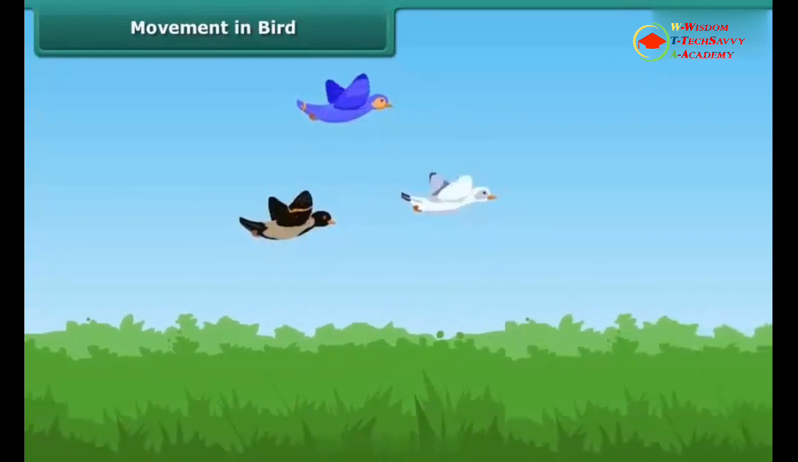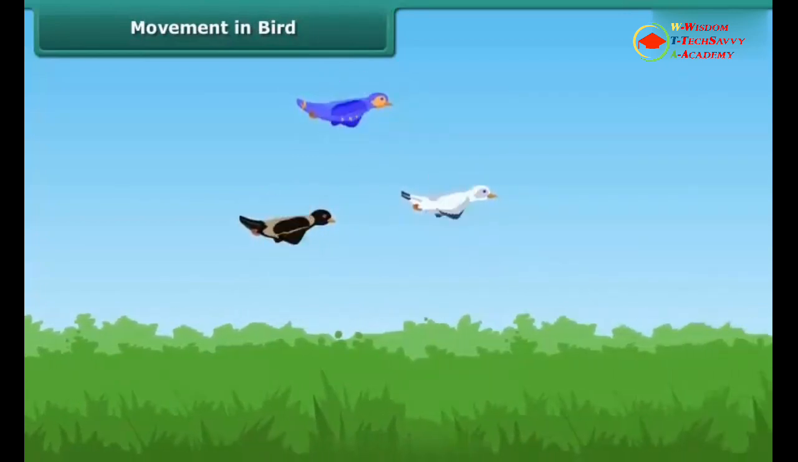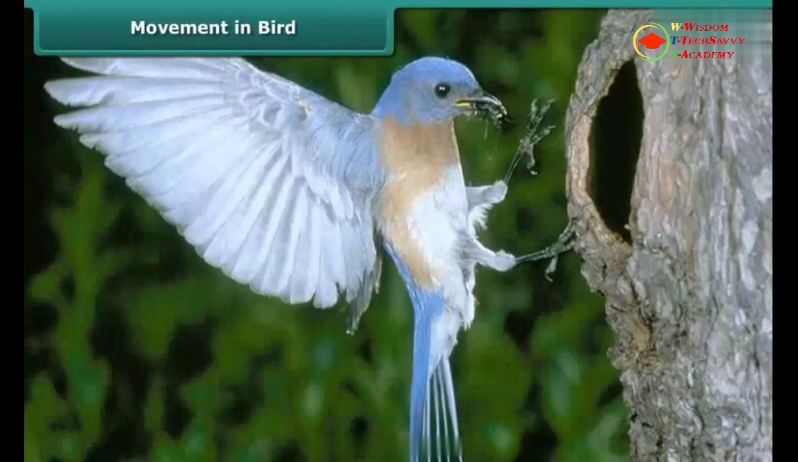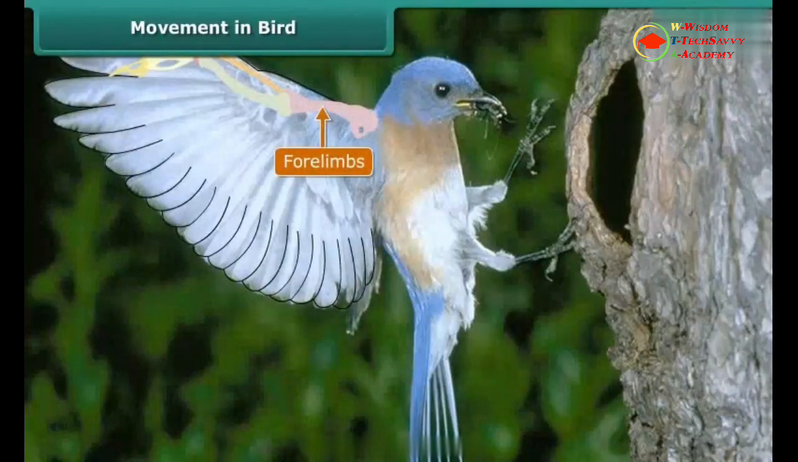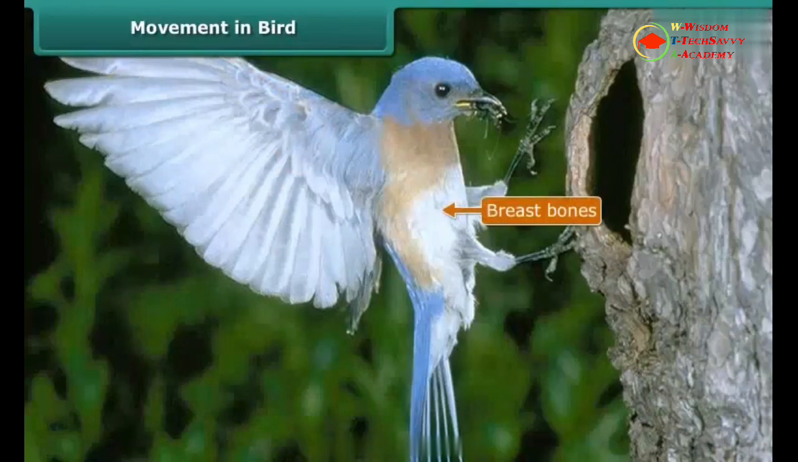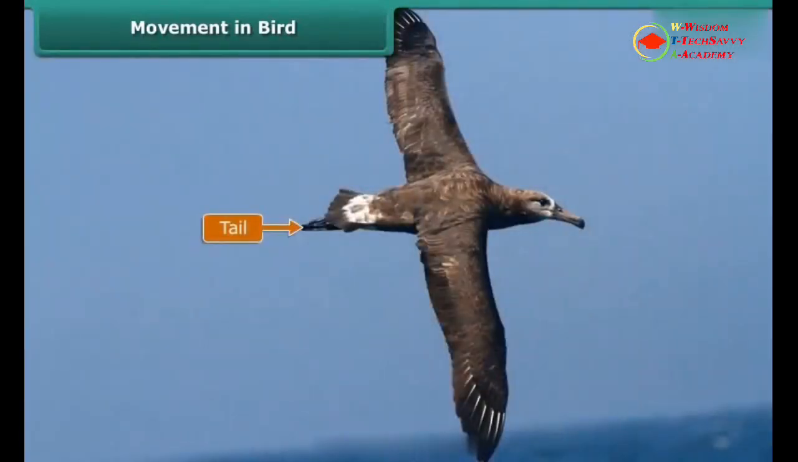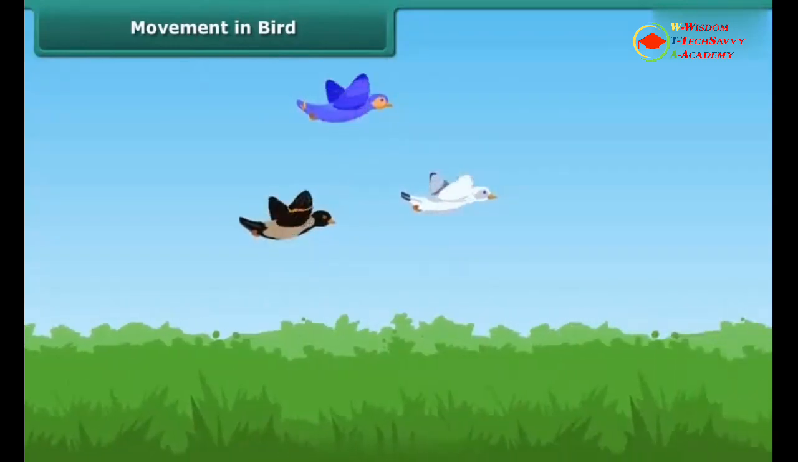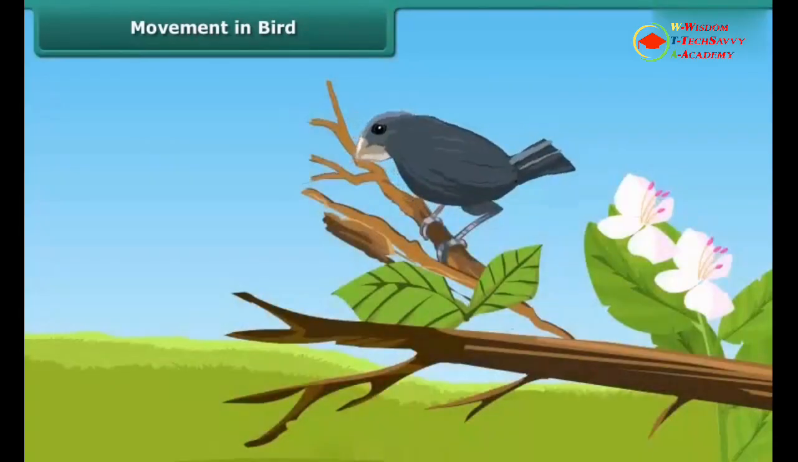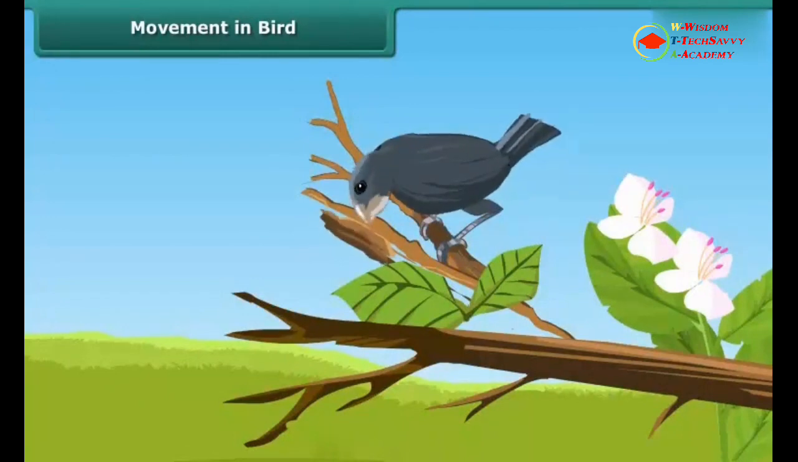Movement in bird. A bird has a body best suited for flying. Its wings are actually modified forelimbs. Birds can fly easily with the help of these bony forelimbs. Birds have light and hollow bones. The breast bones hold the muscles of flight that help them to flutter their wings. The tail controls the direction of flight. Birds have very strong shoulder bones. They don't have a urinary bladder, which helps them to fly easily. They can walk and perch on trees with the help of their hind limbs.